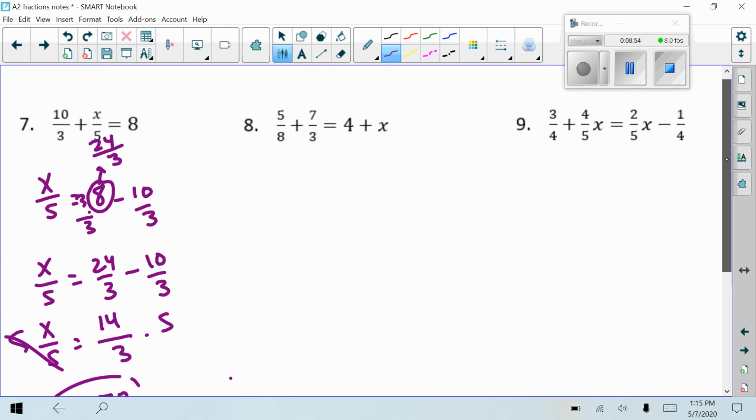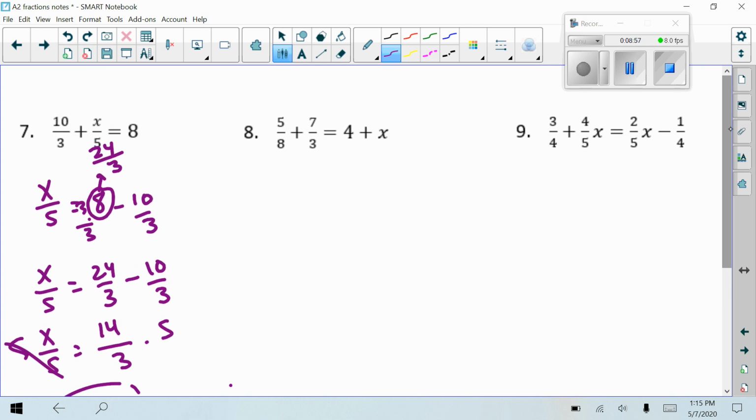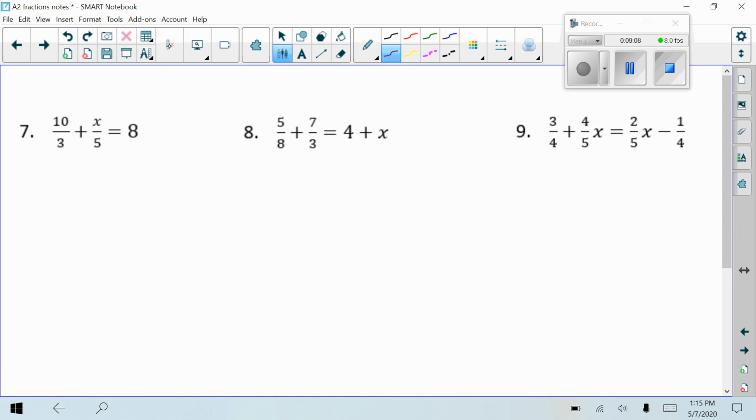Okay, good. Number 8. Again, I'm trying to give you a lot of variety here because we know that sporadically throughout the course, in the next course you'll take in math, you'll come across fractions. We want you to be prepared for any type that you'll see. That's why there's quite a variety here.